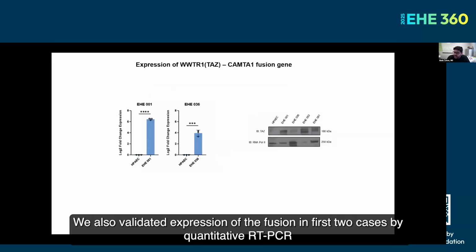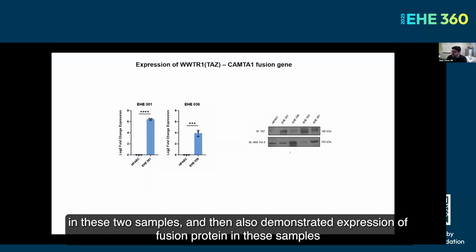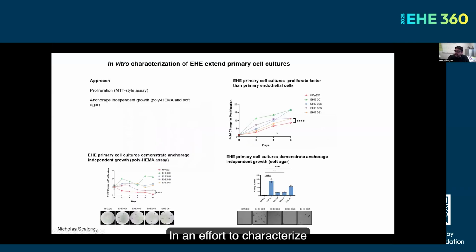We also validated expression of the fusion in the first 2 cases by quantitative RT-PCR using a TaqMan-based assay and a probe that was specific for the breakpoint of the fusion in these 2 samples, and then also demonstrated expression of the fusion protein in these samples by Western blot.